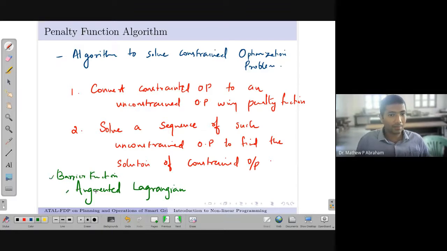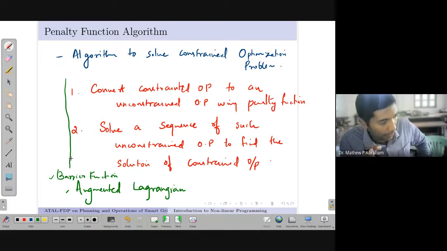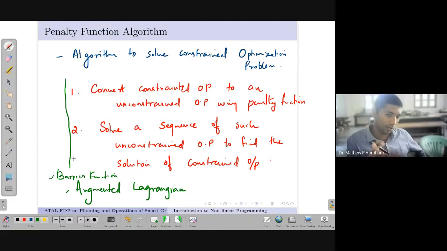So in all these methods, this is what is happening. We are trying to convert the constrained optimization problem to an unconstrained optimization problem, either using a penalty function in the penalty function method, or using something called a barrier function in the barrier function method, or using a particular function called the augmented Lagrangian function in the case of the augmented Lagrangian algorithm. And then we will solve a sequence of such unconstrained optimization problems to find the solution of the constrained optimization problem.